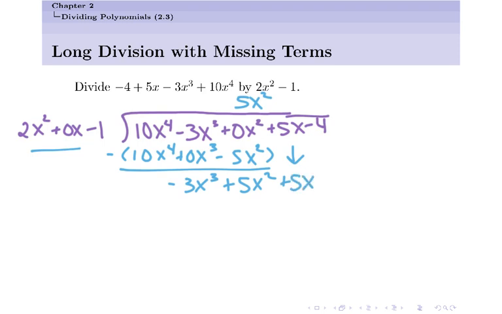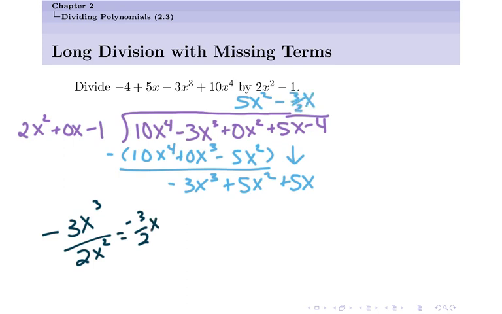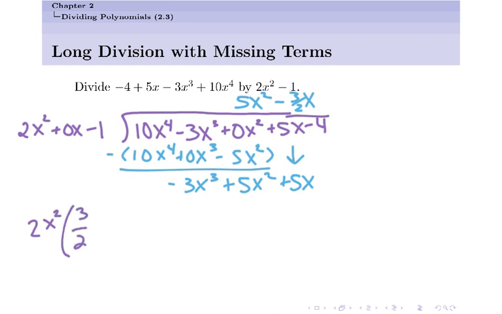Now I need to ask myself, what is negative 3x cubed divided by 2x squared? Well, I'm going to get negative 3 halves x. So negative 3 halves x, and I multiply every single term by that quantity. So I'm going to do 2x squared times negative 3 over 2x. So I know I'm going to get x cubed. These cancel, so I'm left with negative 3.